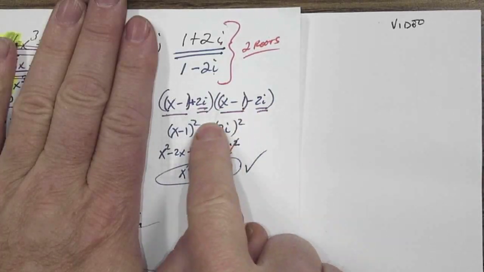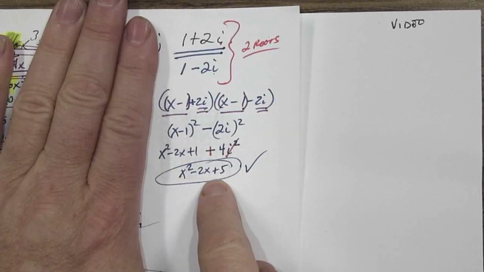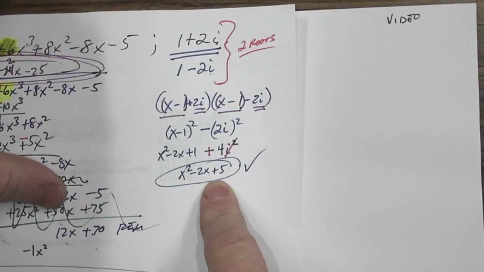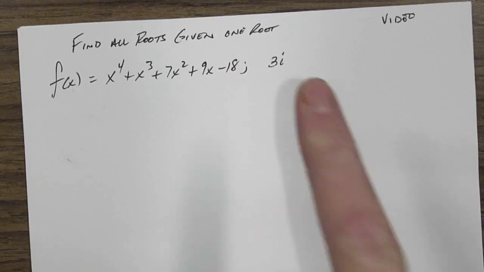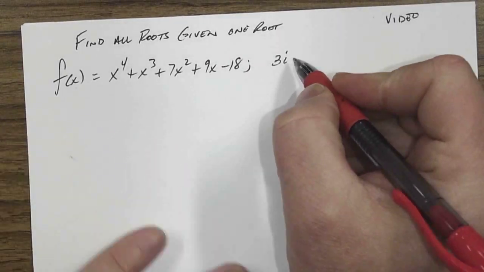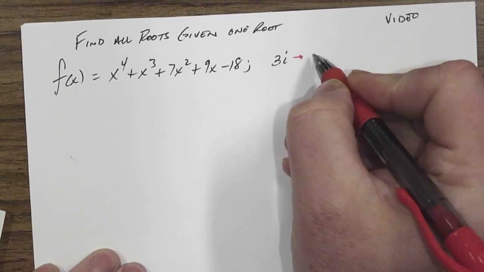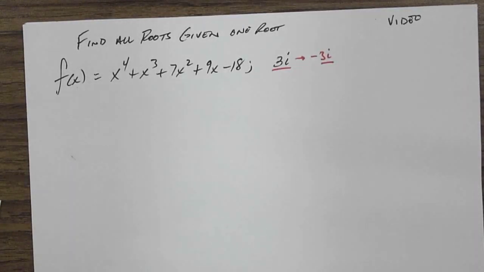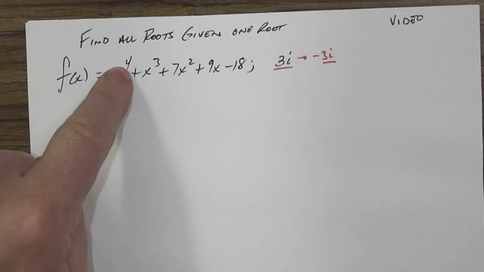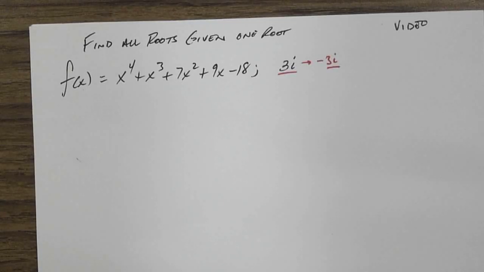Then you're going to have to somehow, some way, multiply it out to get something like this to do your division. I'm going to do a little monomial imaginary root. So what is the conjugate to this? Negative 3i. So now I have two roots. How many roots am I going to have total? 4. I already have 2.